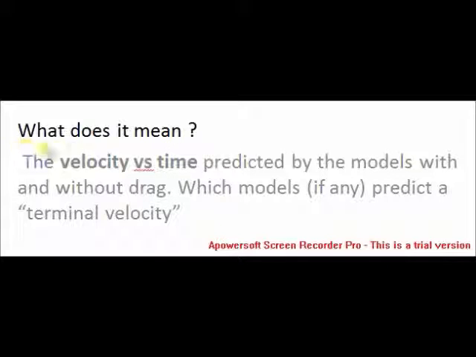Let me conclude it last. What does it mean? The velocity was the same as predicted by the model with and without drag. Which model predicts the terminal velocity? Actually, I will conclude it at the last. Let us see all the cases first.